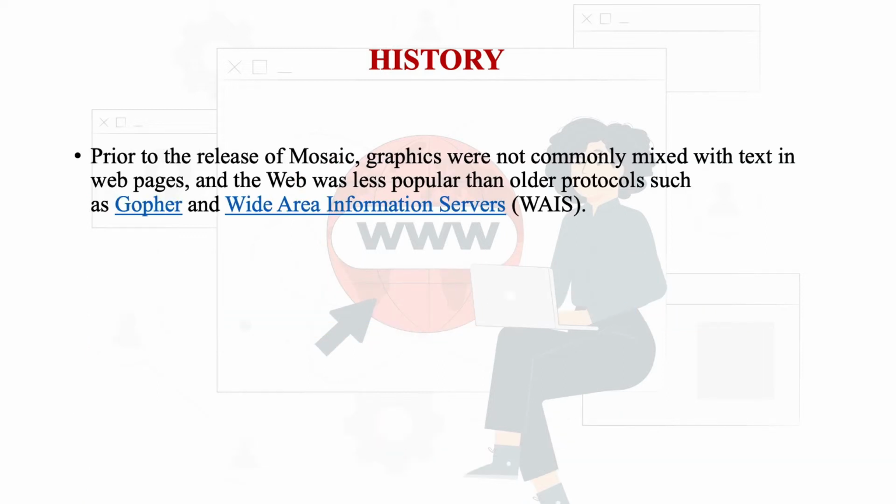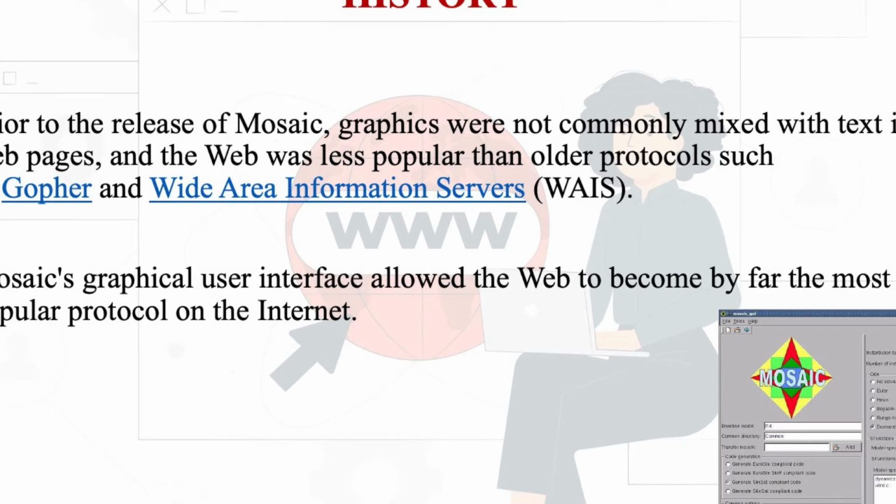Prior to the release of Mosaic, graphics were not commonly mixed with text in web pages, and the web was less popular than older protocols such as Gopher and Wide Area Information Servers. Mosaic's graphical user interface allowed the web to become by far the most popular protocol on the internet.